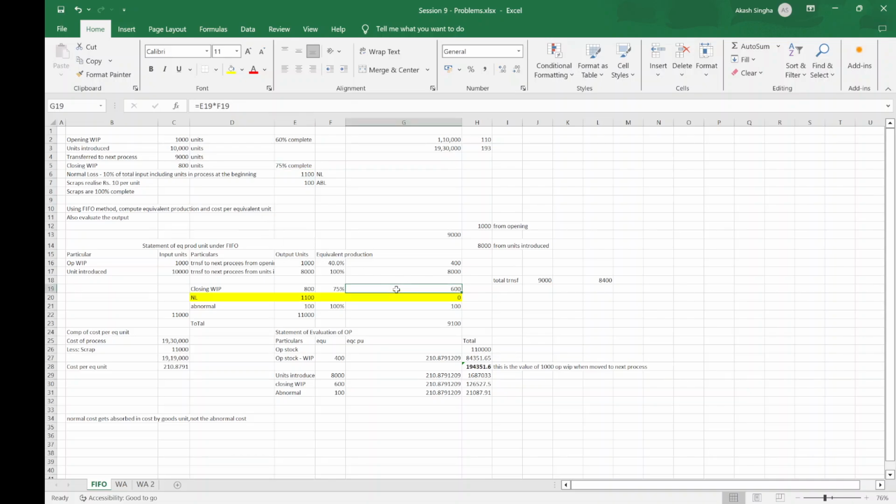So around 600 equivalent production. For this 600 equivalent, the cost per unit is also same, and the total cost will be this. For abnormal 100, it will be again multiplied and we will get abnormal cost. And normal cost we don't consider because it is lost and it is going to scrap, right? So that's why.